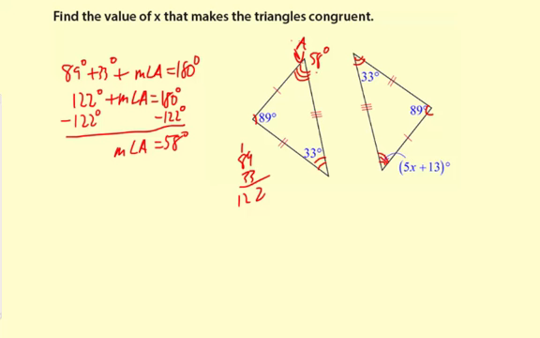Okay, now I can write an equation: 5x plus 13 equals 58. Subtract 13 from both sides. So 5x equals 58 minus 13, which is 45. Then divide by 5. We would get x equals 9.